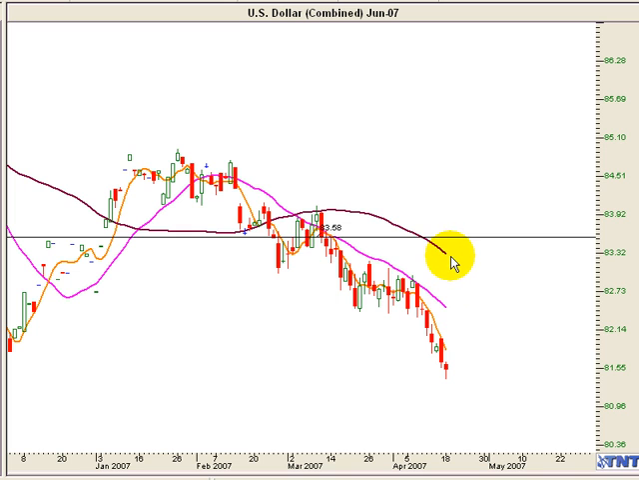So incorporate moving averages into your trades, into your analysis. It will help you determine which markets are actually trending and in which direction you should be looking to take a position in those markets. And that's this week's Trick of the Trade.